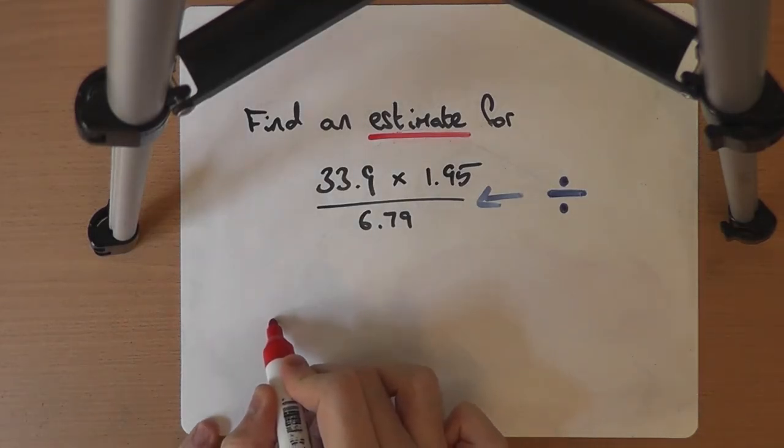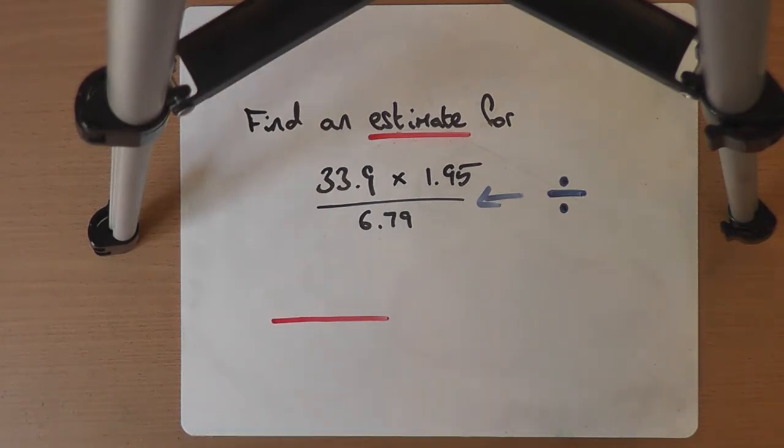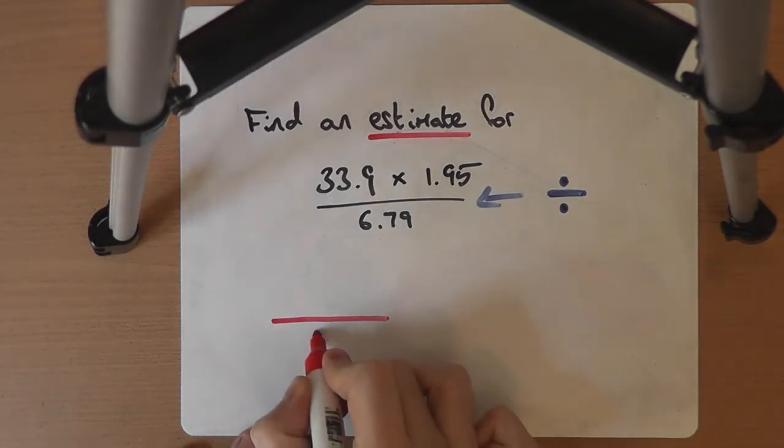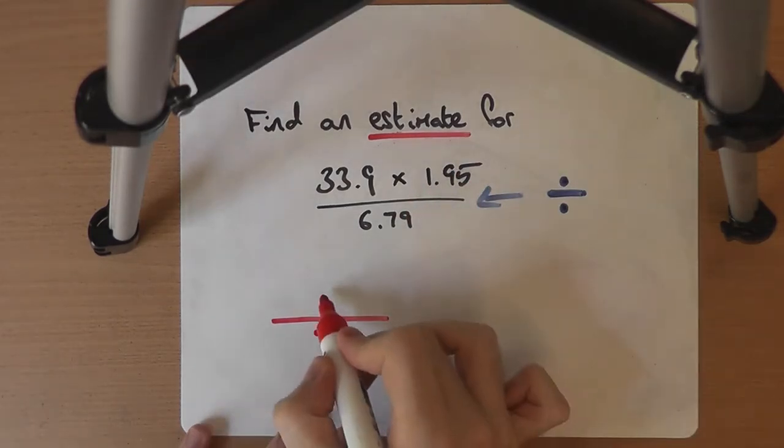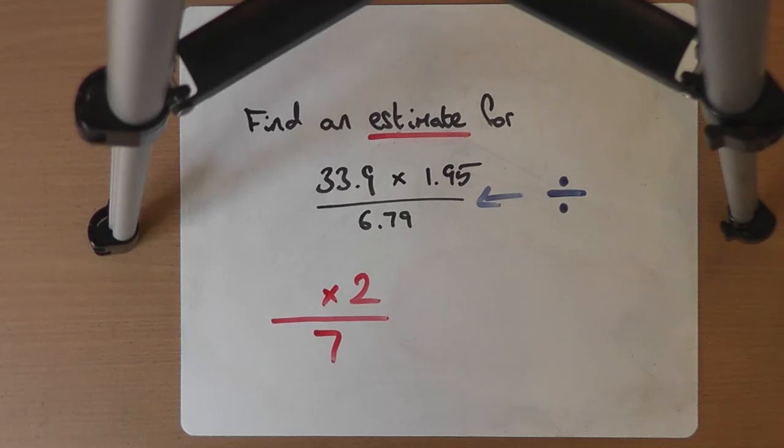Well, the first thing I'm going to do is look at this number on the bottom. I'm not going to start here this time, and it will become clear why in a minute, because there's an interesting point to make about this. 6.79. Well, it's 6 and a bit, but I'd say 6 or 7 would probably be a fairly sensible answer. Let's go for the 7 for reasons that will be explained soon. 1.95, I would say that's fairly easy to round to 2. Now, timesing by 2 is fairly easy to do.